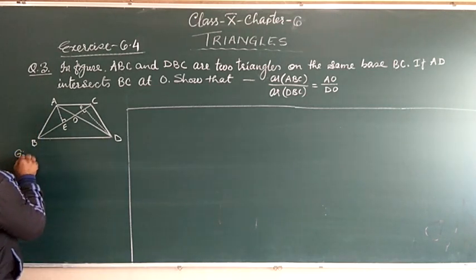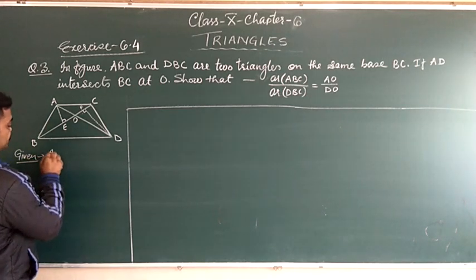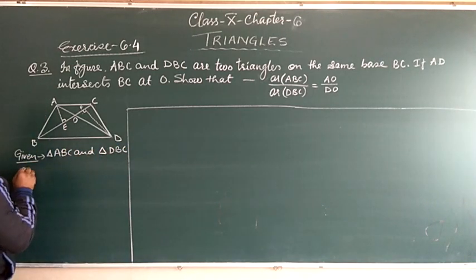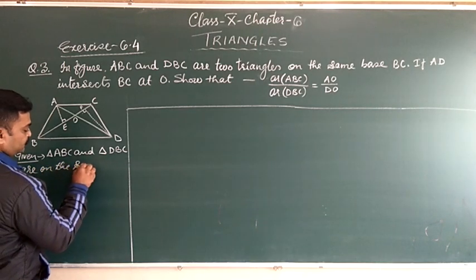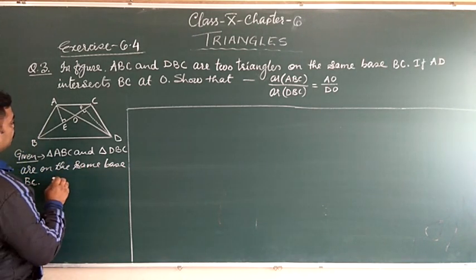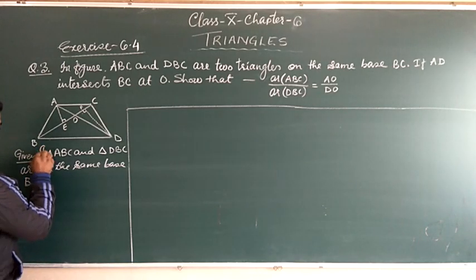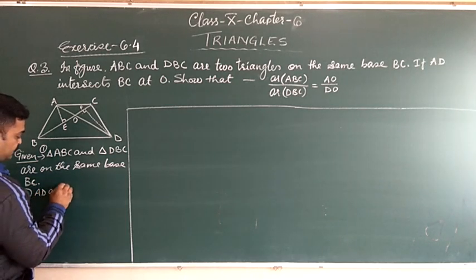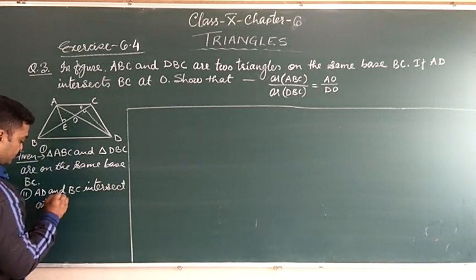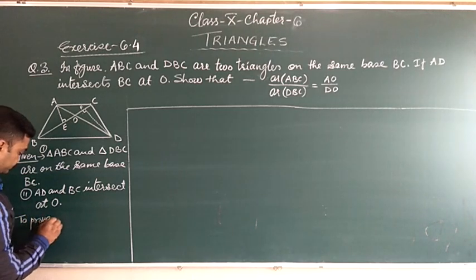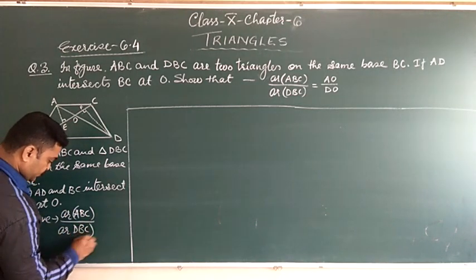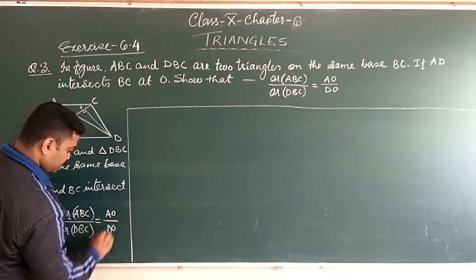Now we will write given. What is given? Triangle ABC and triangle DBC are on the same base BC, and AD and BC intersect at O. We have to prove area of ABC upon area of DBC is equal to AO upon DO.